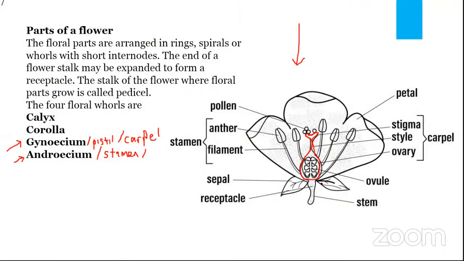Now, apocarpous pistil, if I can use this picture, will have many of these like this. Like that. Now that is going to be apocarpous pistil. I hope you have been able to understand.